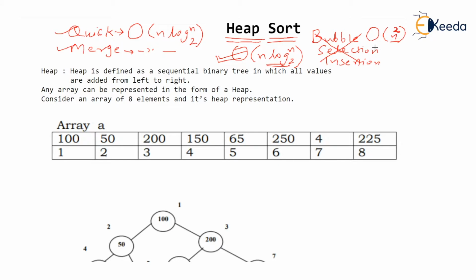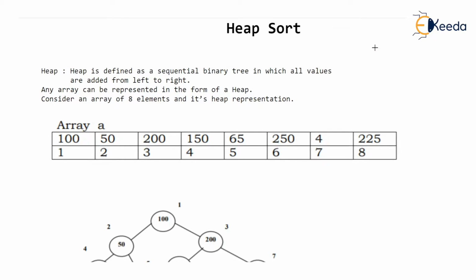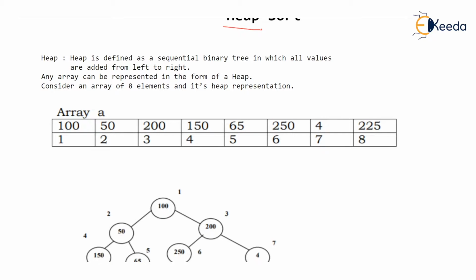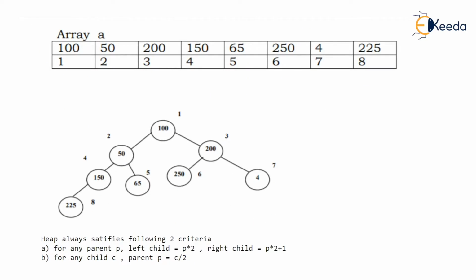Before we see what is heap sort, it is better that we see what is meant by this word heap. For understanding what is heap, you just watch this array. This array has 1 to 8 locations. So it has 8 elements and the values are 100, 50 and so on. Now we obviously want to sort this array in increasing order, but we are not talking about sorting yet. Just see, this array which has 8 elements can be easily represented in the form of a binary tree.